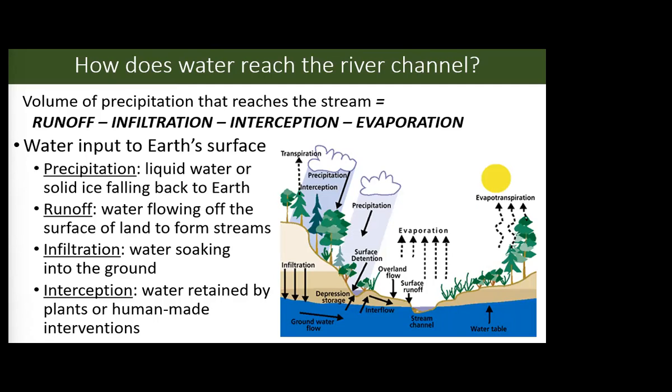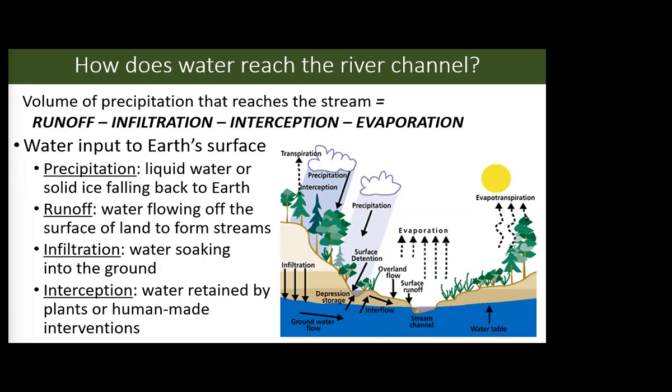Interception, that's stuff that's catching the water that falls from precipitation, like plants or say impervious surfaces like parking lots, houses, stuff like that. Evaporation, of course, don't need to explain that one. That's where it evaporates, turns into water vapor as a gas and rises into the atmosphere.